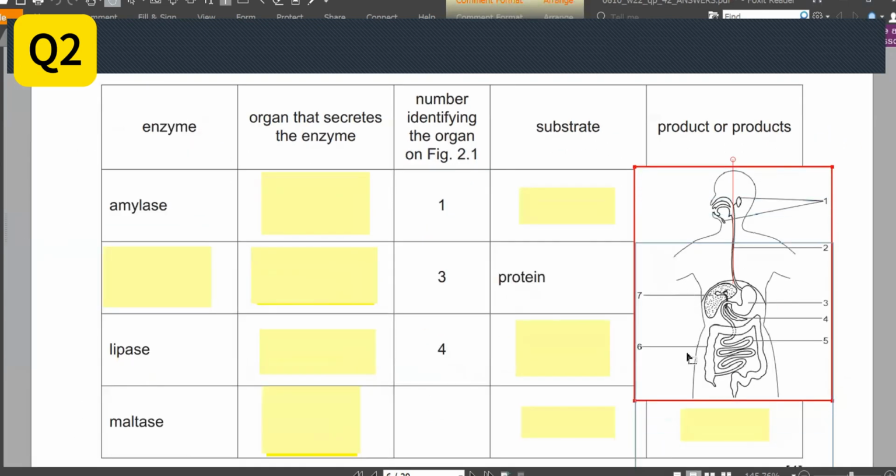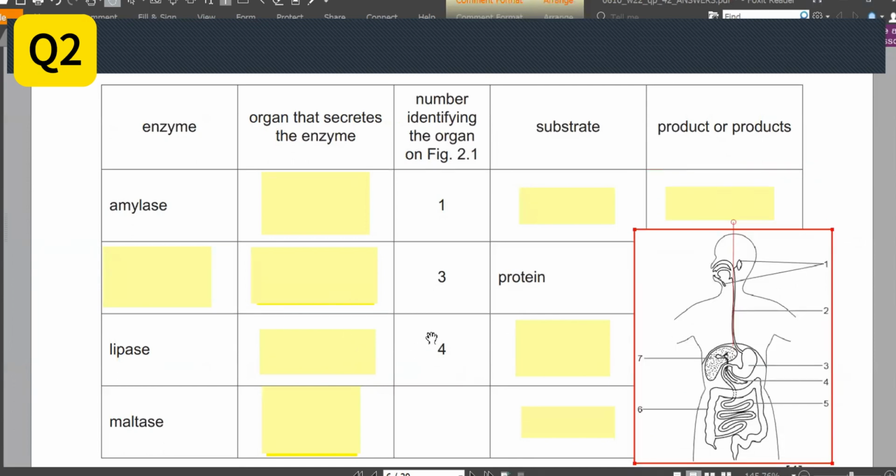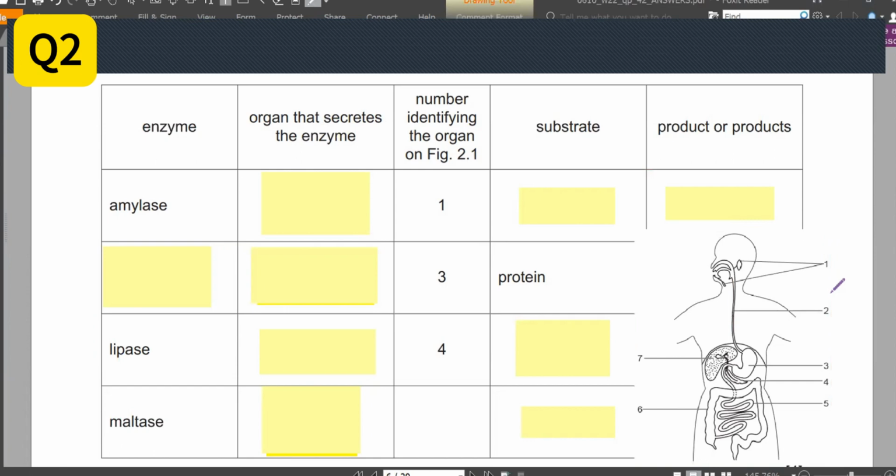I have already copied the picture here. First, enzyme amylase. We know that amylase is produced at two places. First is the mouth. Secondly, the small intestine. Here, our identifying number is 1. So we are talking about the mouth mainly. The organ that secretes the enzyme will be the mouth, the salivary glands in the mouth.